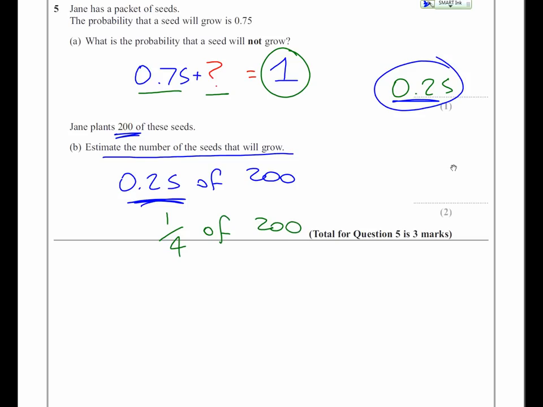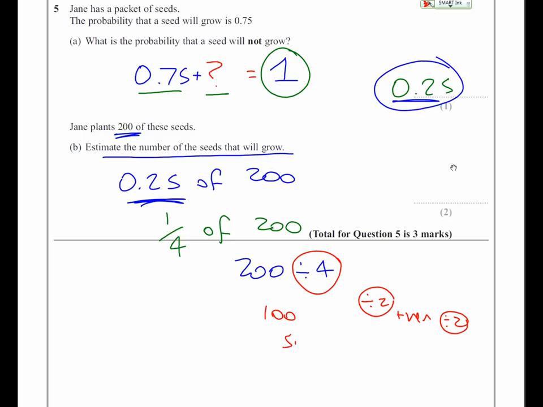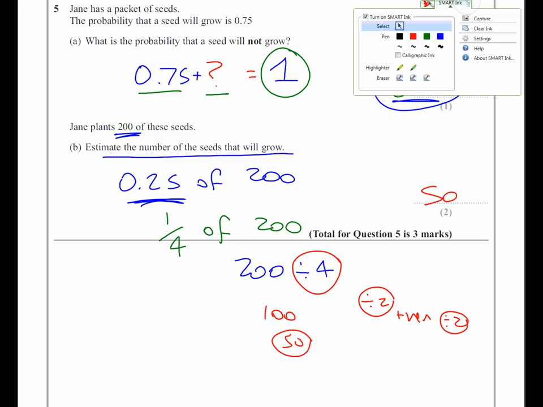To get a quarter of something, you can divide by 4. So 200 divided by 4. To divide by 4, you can do divide by 2, then divide by 2. Half it, and you've divided by 4. Half 200, 100. Half 100 is 50. Okay, also 25%. So many options.